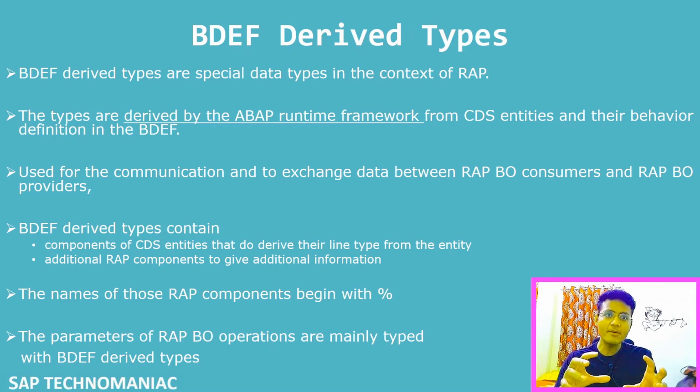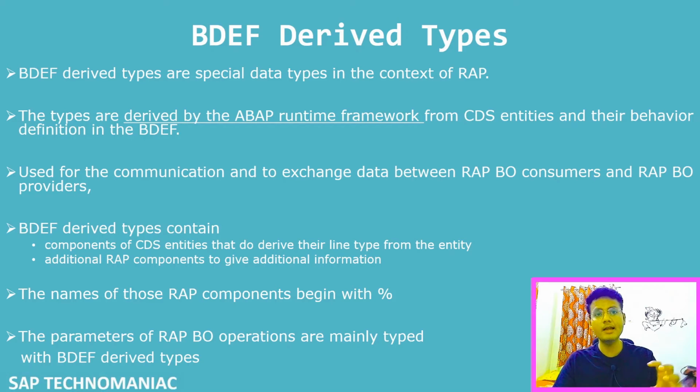A derived type will have the information related to your CDS entity, along with some additional parameters. For example, we are doing some operation, like create, update and modify. When we are doing these operations, we are basically calling one method. When we call a method, we have to pass some information, and then we have to get some information from that particular business object.